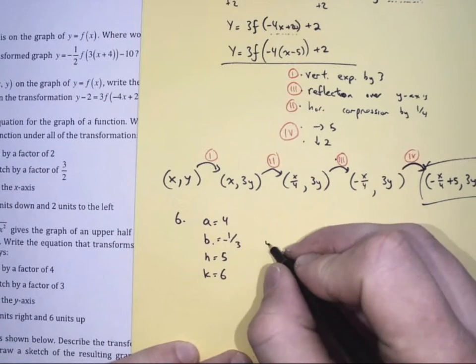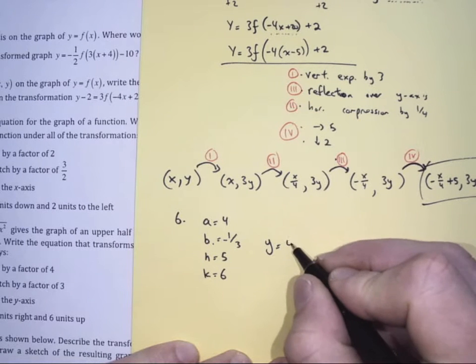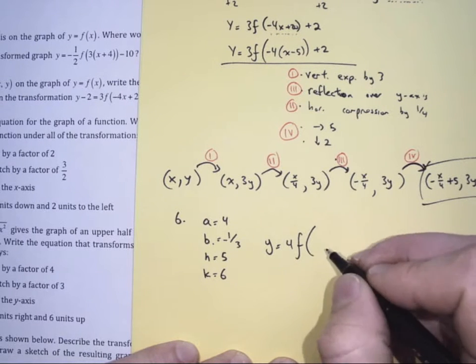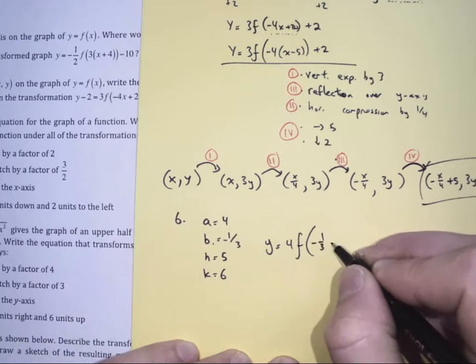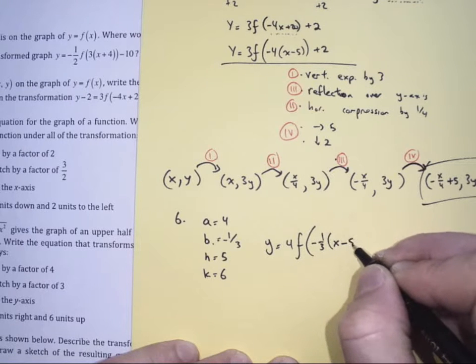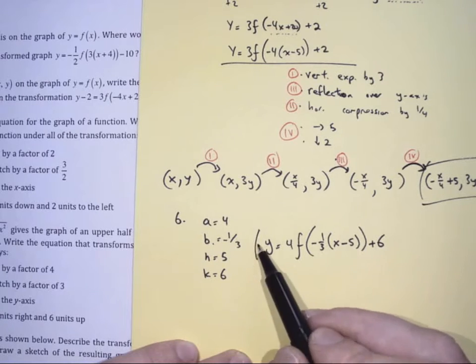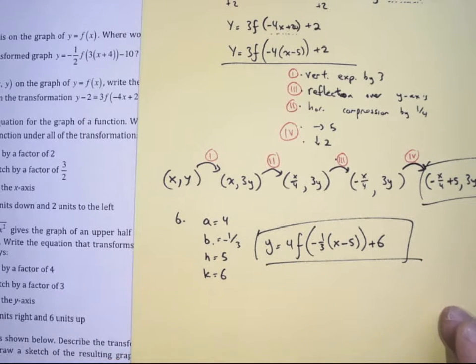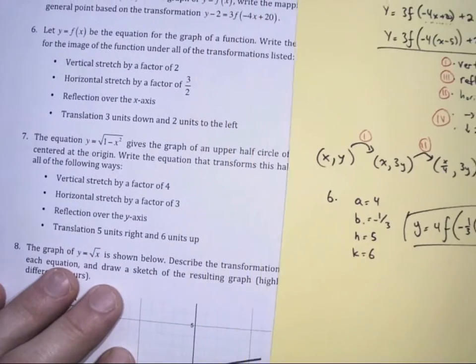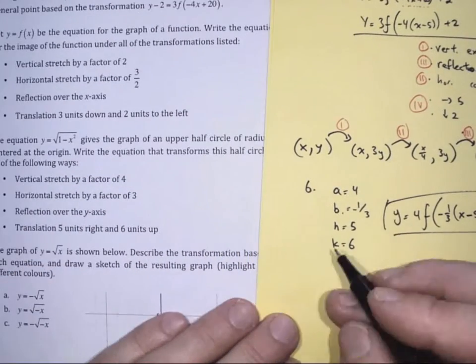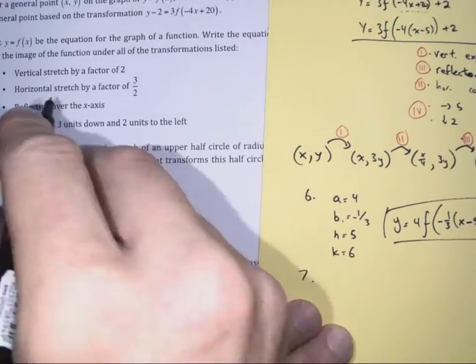So all I need to do now is write out my general function, y equals 4 f of negative a third x take away 5 plus 6. And we're done. Pretty painless, actually. We're going to repeat this with question 7, except for a specific function, not a general function.